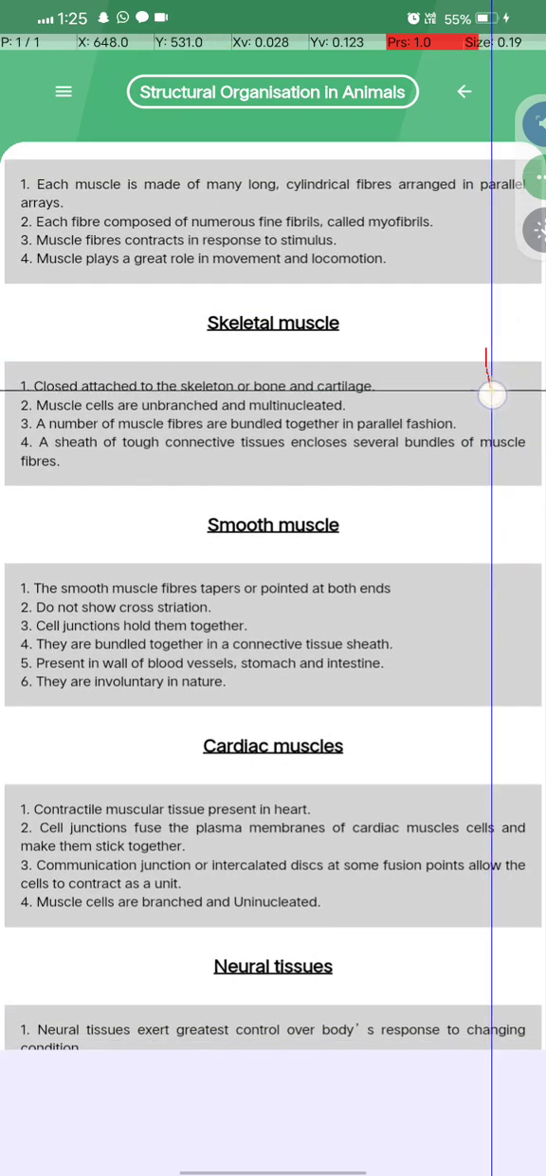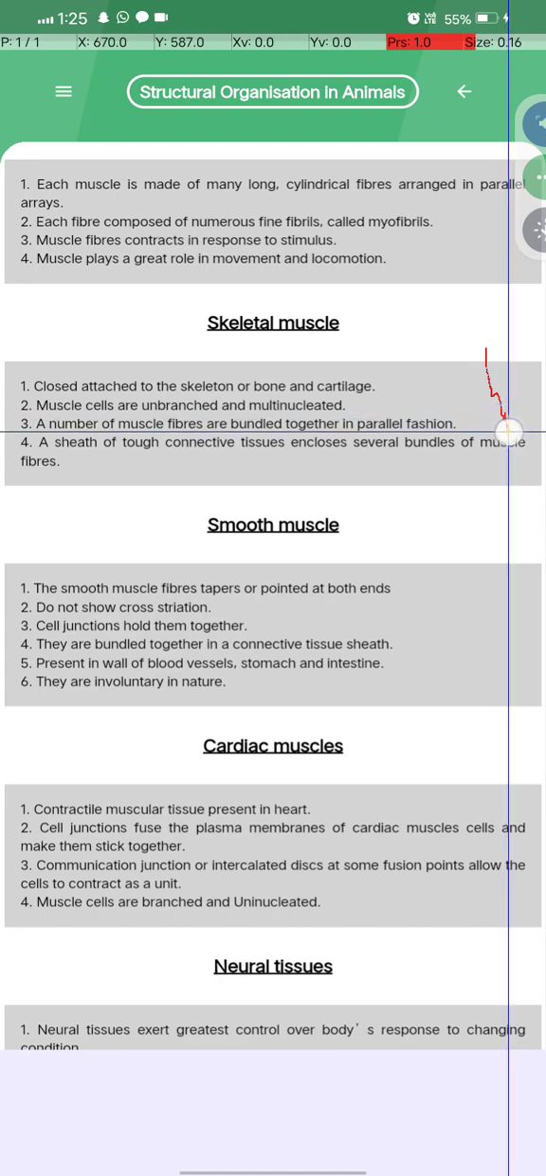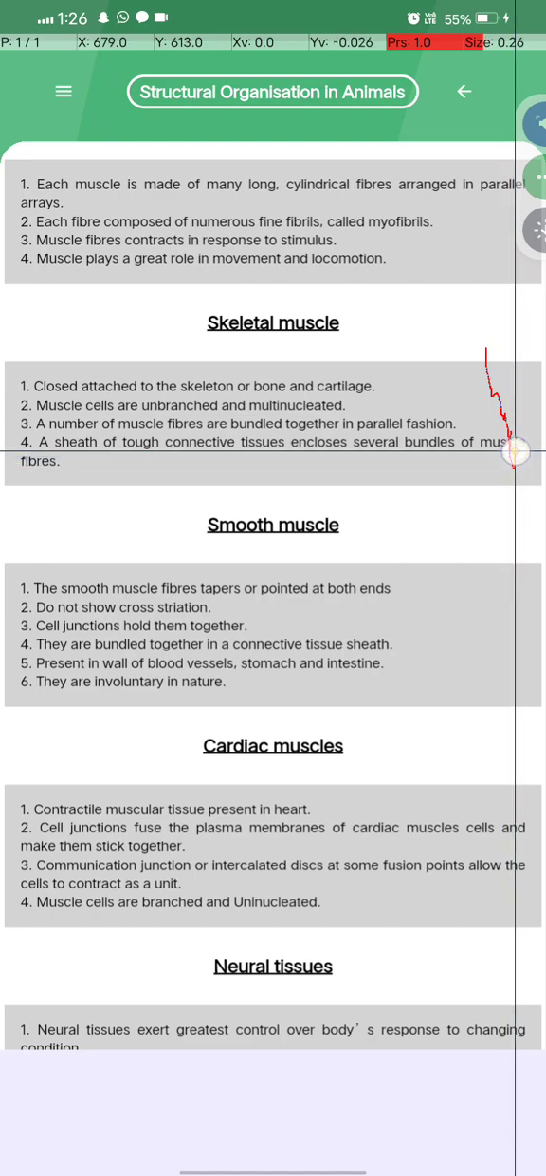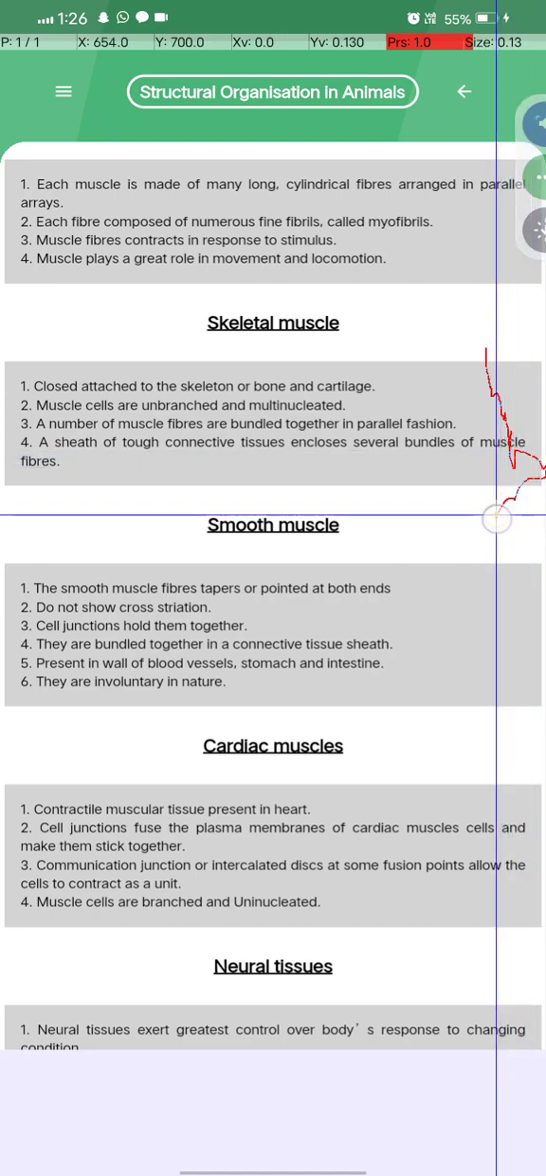Skeletal muscle is closely attached to the skeletal bones or cartilage. The muscle cells are unbranched and multinucleated, and a number of muscle cells are bundled together in a parallel fashion, and a sheet of tough connective tissue includes several bundles of muscle fibers.